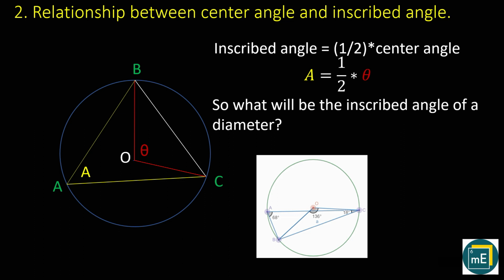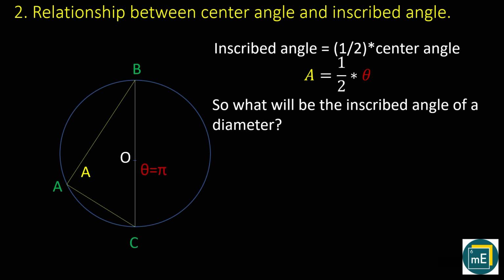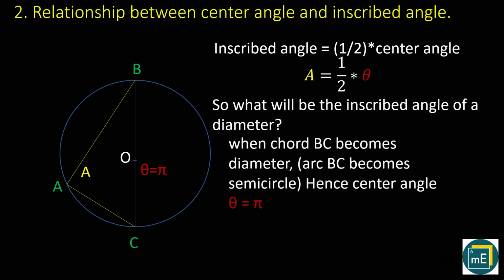Moving ahead, if we align chord BC along one of the diameters of the circle, then the center angle becomes equal to pi radians or 180 degrees. Therefore, the value of inscribed angle A is equal to half of 180 degrees, which will be 90 degrees.